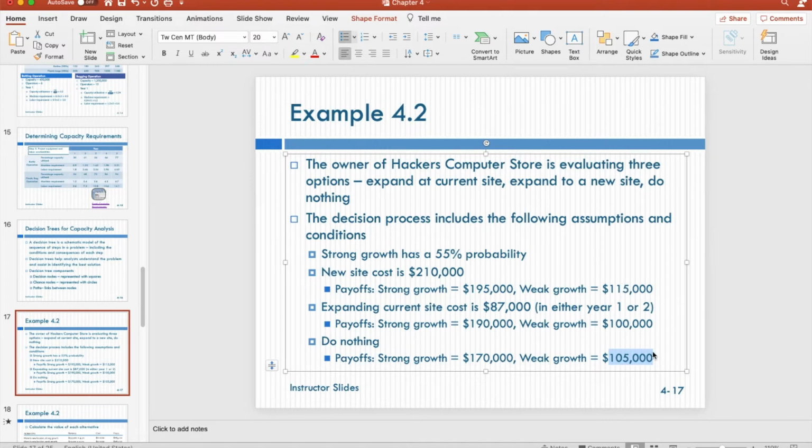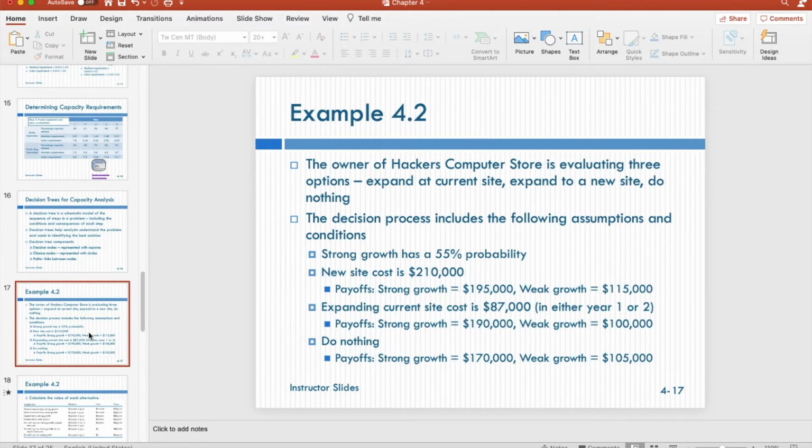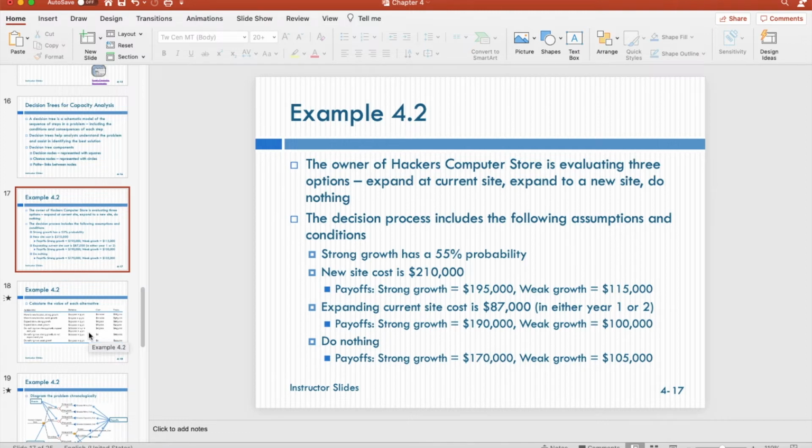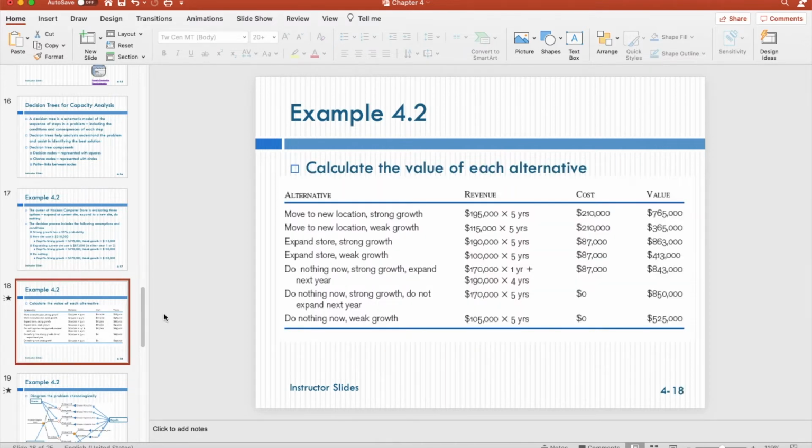Okay, so you see all this information here gives you the cost and also the payoff under either strong growth or weak growth for each alternative of your capacity planning. So now let's start to use the decision tree to help calculate this whole problem.